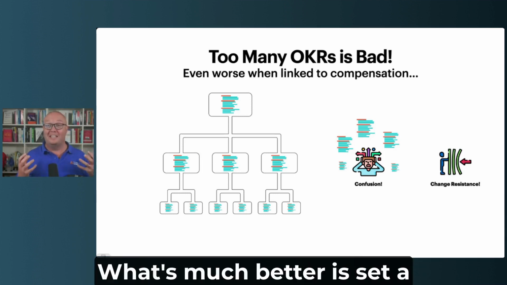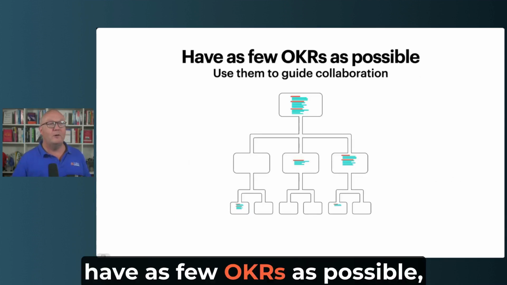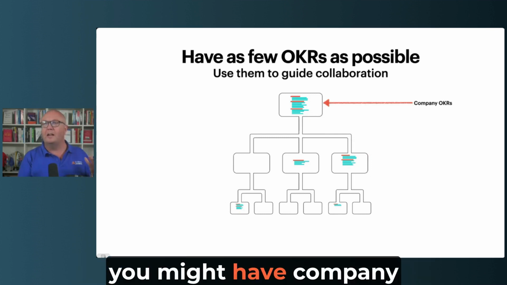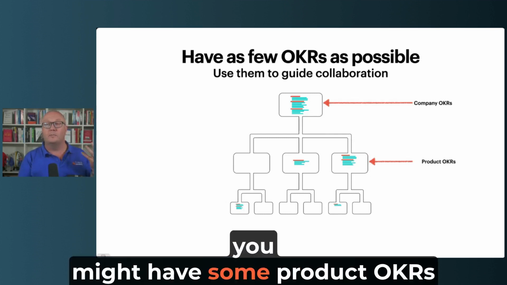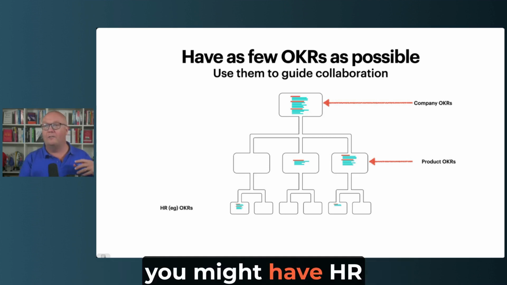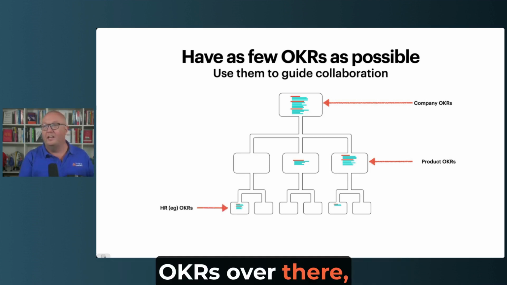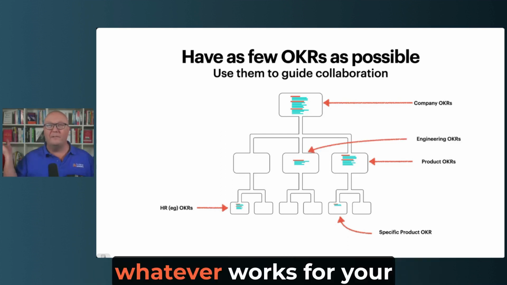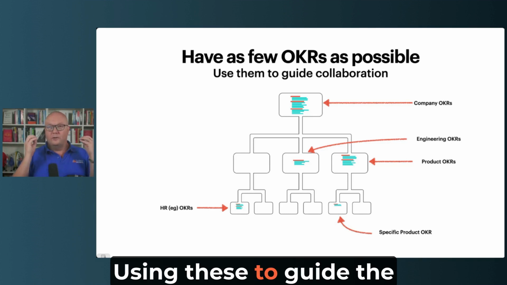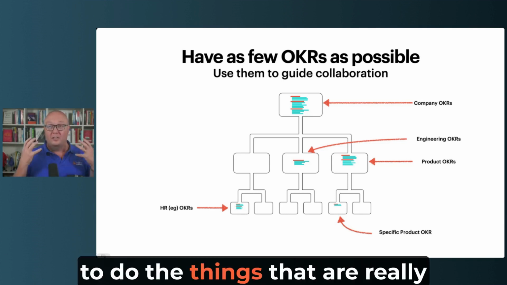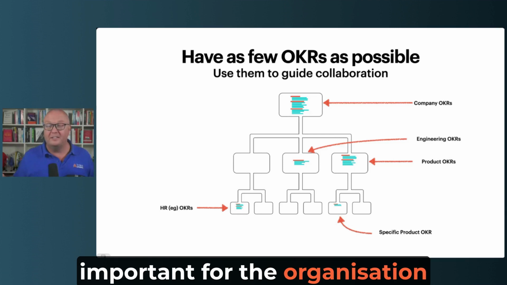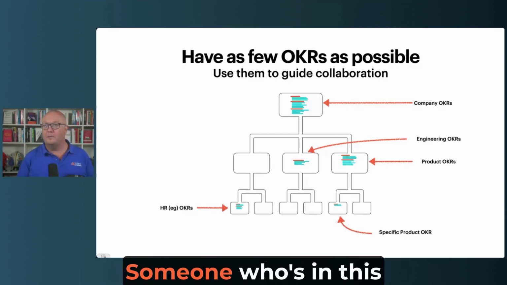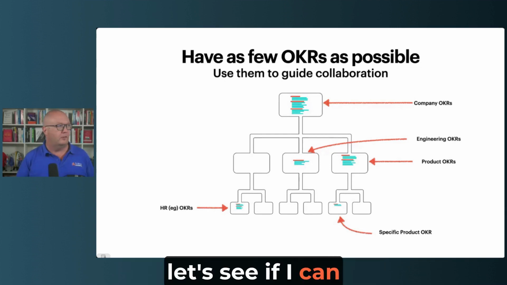What's much better is to set a small number of OKRs. Have as few OKRs as possible, and use them to guide collaboration. For example, you might have company OKRs here, some product OKRs there for the product team, HR OKRs over there, a specific product OKR here, and an engineering OKR there. Whatever works for your organization, use these to guide the specific things we really need to do, the things that are really important for the organization and for our team. We set an OKR, but we don't want to have them everywhere. For someone who's in this organization, let's see if I can move my mouse.